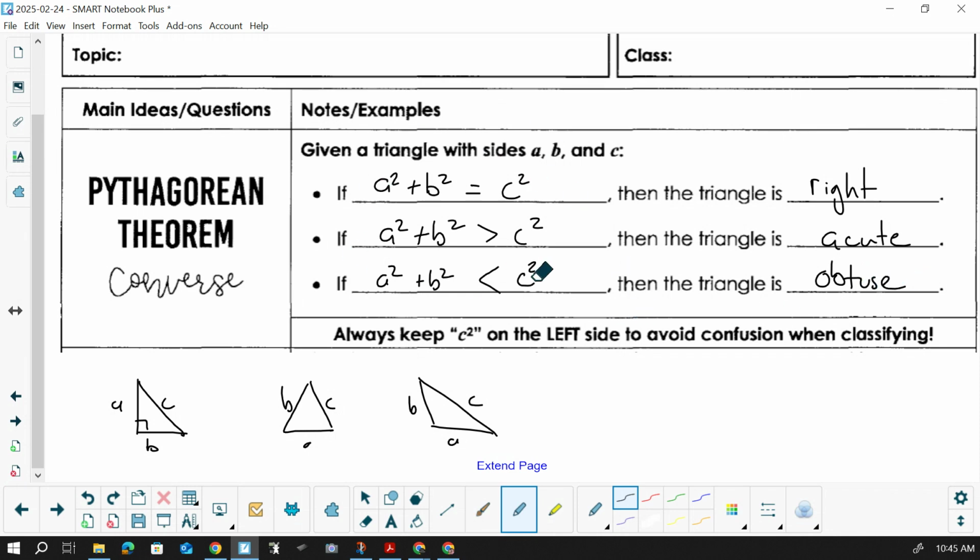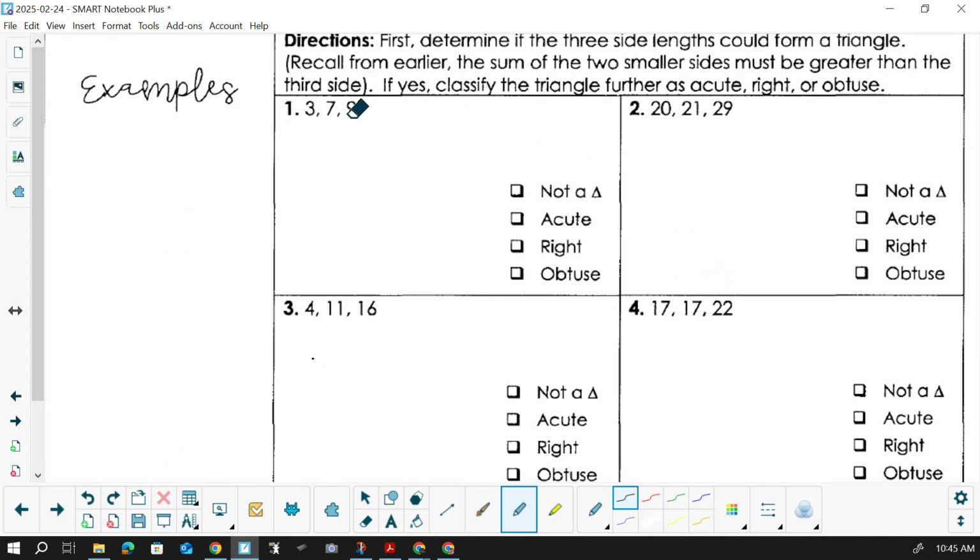Okay? So here's your guide that you're going to follow. The first thing you have to do is see if it's a triangle to begin with. This is something we learned in a previous section. You take the two smaller sides and add them together. 3 plus 7 is 10. Is 10 bigger than 9? Yes, it's a triangle. So we can ignore not a triangle. But then we see if it's a right triangle.